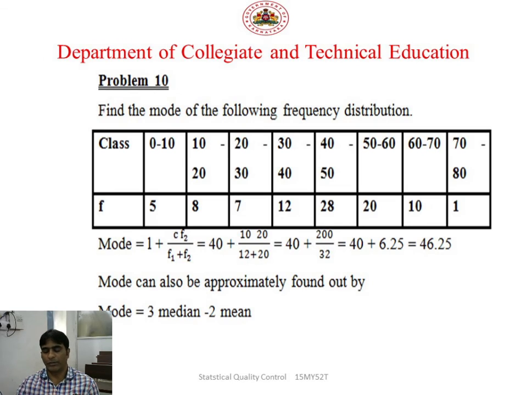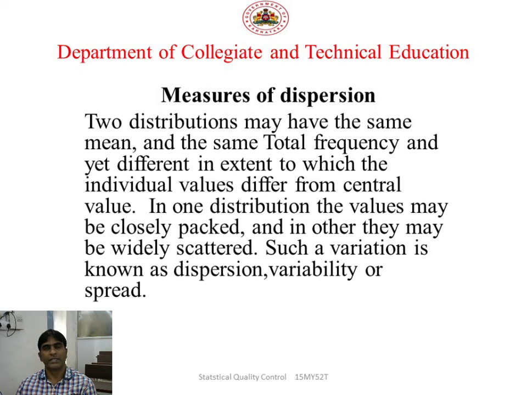Okay, so moving on, we will see measures of dispersion. What is this measure of dispersion? I will give an example. Two distributions may have the same mean and the same total frequency, and yet they differ in the extent to which the individual values differ from the central value. In one distribution, the values may be closely packed. In another, they may vary, they may be widely spread.